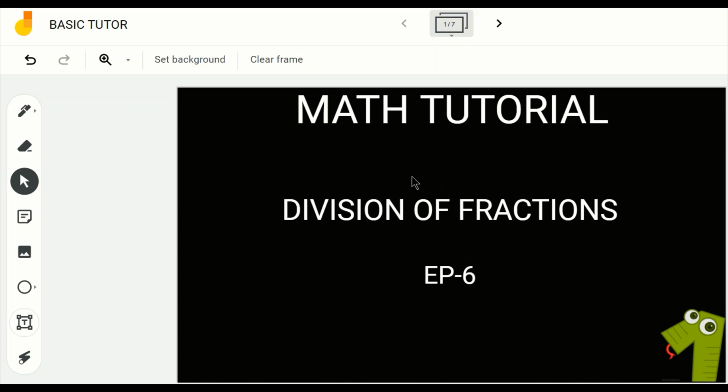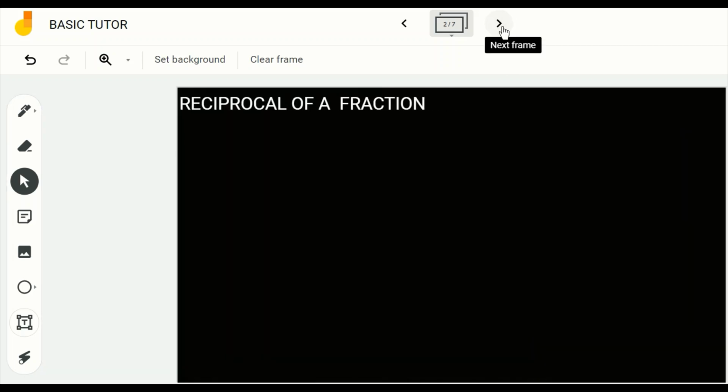Remember that at the end of this video there will be a practice question to test your understanding of the concept learned. Before we look at some examples of how we can divide fractions, I want to quickly talk about a very important aspect of fractions, which is the reciprocal of a fraction. Reciprocal of a fraction is simply changing the positions of the numerator and the denominator of the fraction.